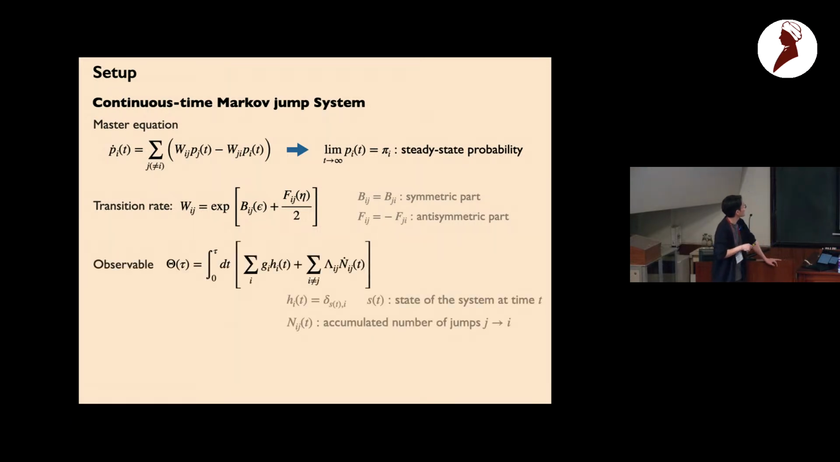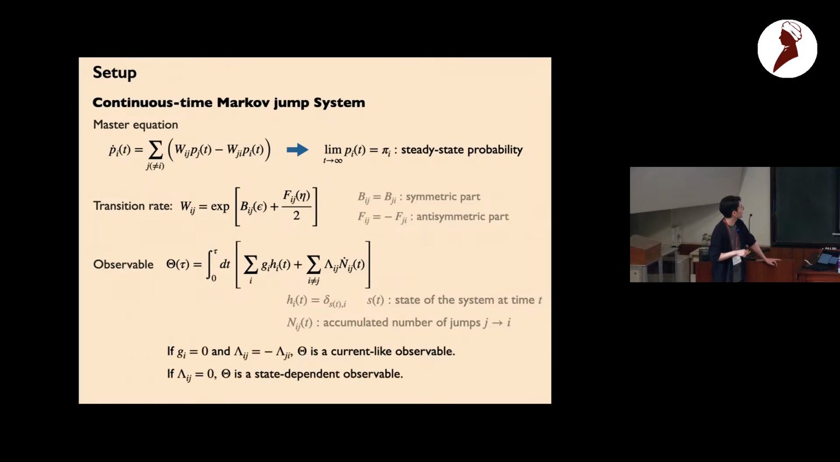Okay. And this is an expression for the observable theta. Here, this is the most general form of observable. Here, the h function is a delta function. So st denotes the state of the system at time t. When the system is in state i at time t, this function becomes 1, otherwise 0. In such a way, it can measure the state of the system. And here, Nij is the accumulated number of jumps from state j to state i. So for example, if g equals 0, then this term vanishes and only this term remains. Then with lambda ij equal to minus lambda ji, the remaining observable becomes a current-like observable. And if lambda ji equals 0, then this term vanishes and only this term remains, and theta becomes a state-dependent observable. In such a way, this is a very general form of observable.